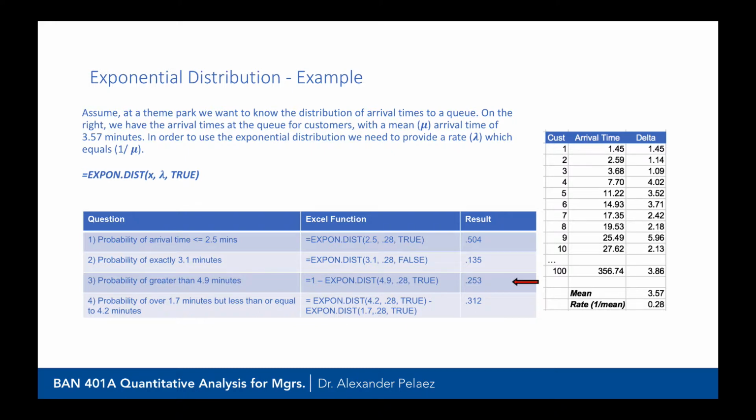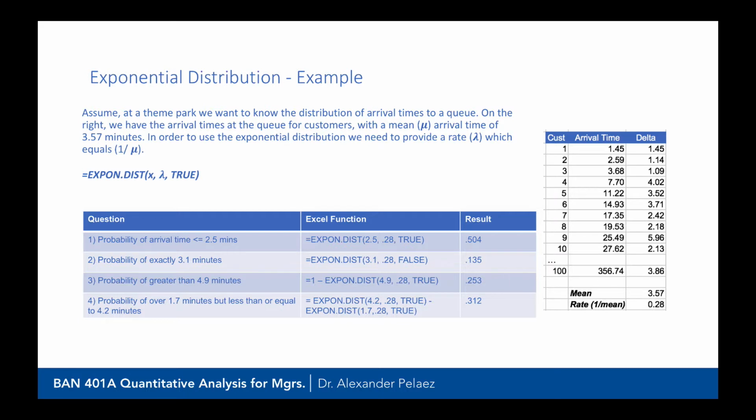So if we have the probability of greater than 4.9 minutes, again, we're going to have to do that trick where we did 1 minus, in this case, 1 minus the exponential distribution, 4.9, 0.28 as the rate, again, true for the cumulative probability, and we will obtain a value of 0.253, so 25.3% probability of being greater than 4.9 minutes.